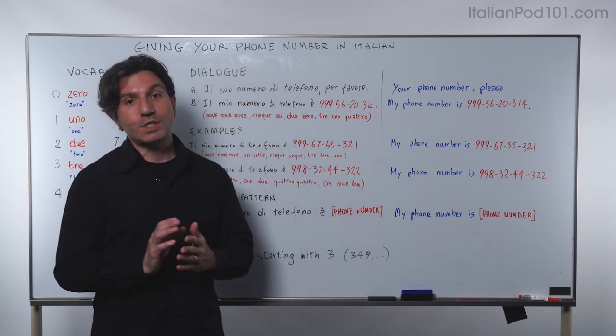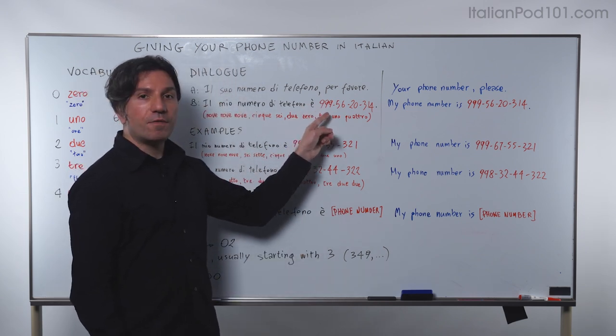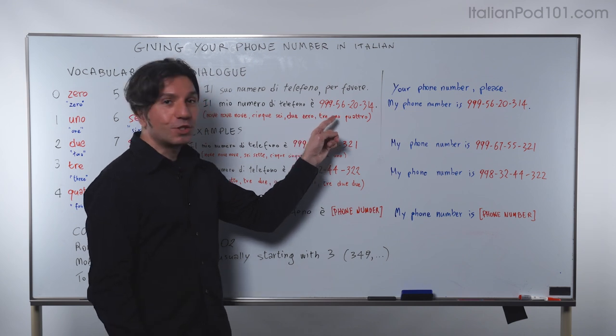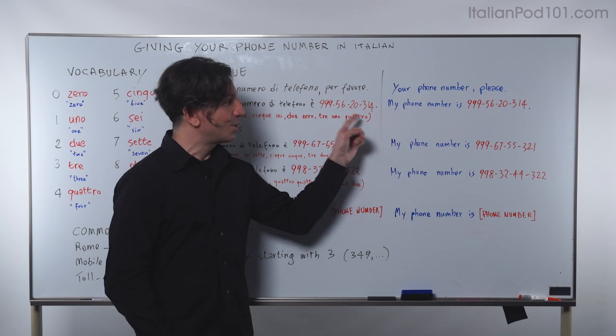After each group of digits, include a short pause like 999, 56, 20, 314.